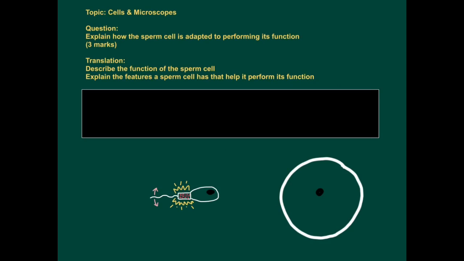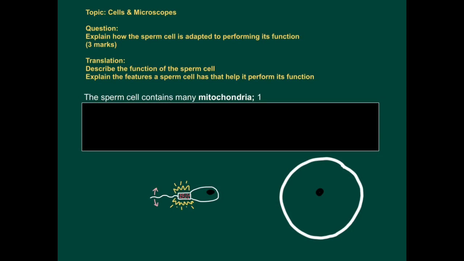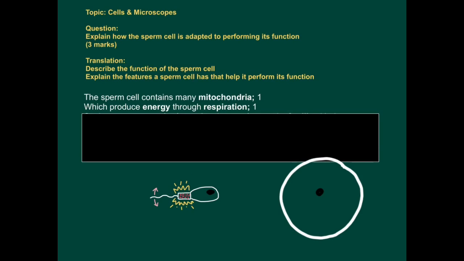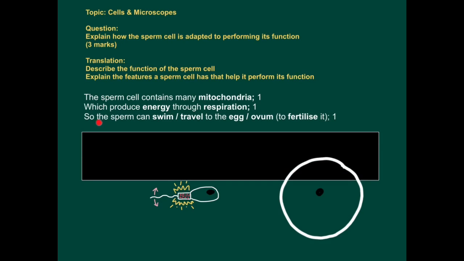So for 3 marks, firstly, the sperm cell contains many mitochondria. For the second mark, which produce energy through respiration. So what we've just done is explained a feature, an adaptation of the sperm cell. Now we just need to link it to its function. So for the third mark, so the sperm can swim or travel to the egg or ovum to fertilize it.